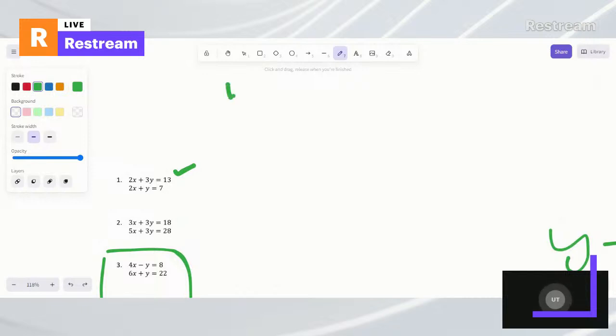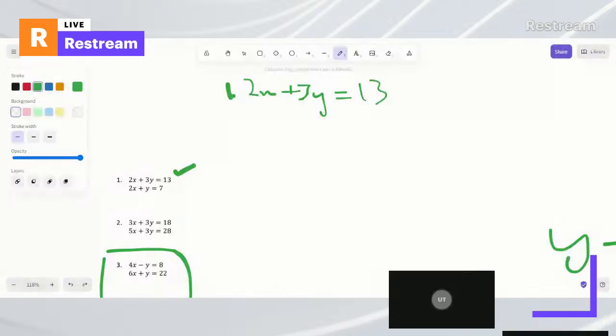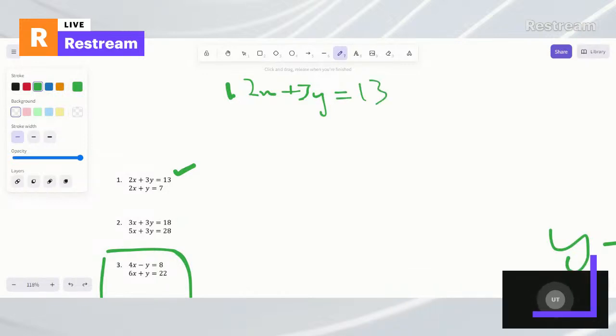All right. So the first question is 2x plus 3y equals 13, right? The other equation is 2x plus y equals 7. So what's the first step that we're going to take? All right, this is equation 1, this is equation 2. Now what's the first step? Come on, quickly. What's the first step?